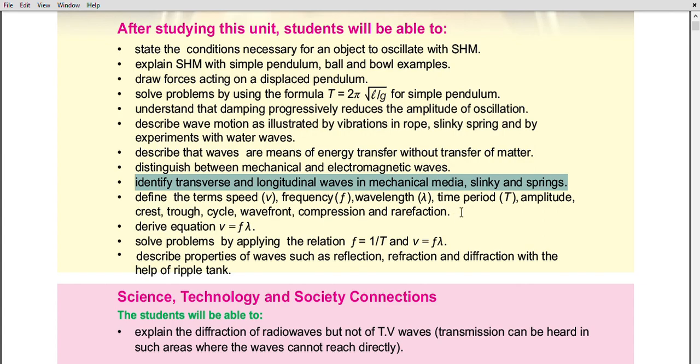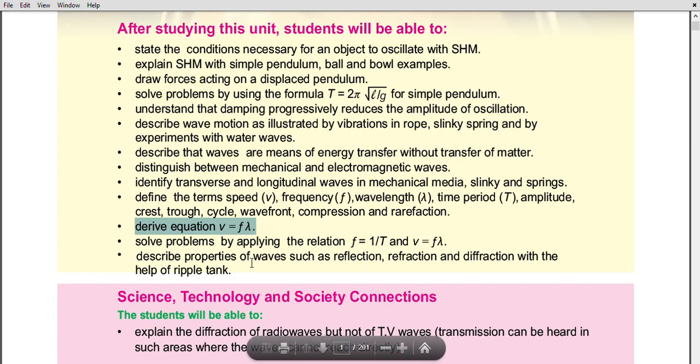And then we will be able to define these terms: speed, frequency, wavelength, time period, amplitude, crest, trough, cycle or vibration, wavefront, compressions and rarefactions. These all terms belong to simple harmonic motion and wave motion. Then we will derive this very important formula for waves: v is equal to f lambda.